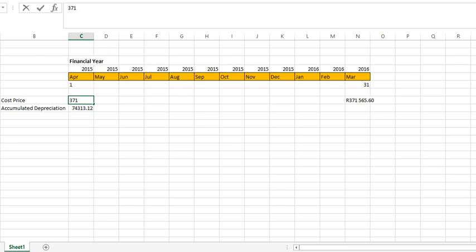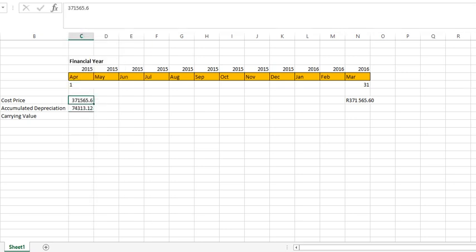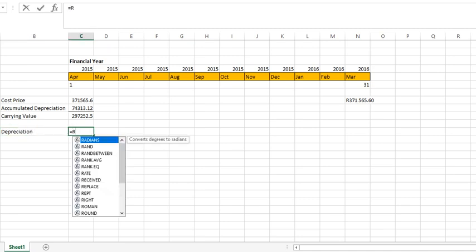So this cost price, we didn't buy any additional equipment during the year, so then our cost price at the beginning of the year remained the same at 371,565 and 60 cents. So if we determine our carrying value, it is going to be our cost price less accumulated depreciation. So it's 371,000 Rand less the 74,000 Rand. And that's going to be 297,000 Rand.